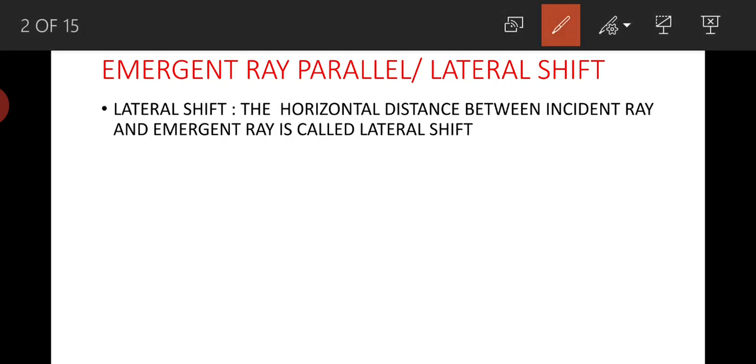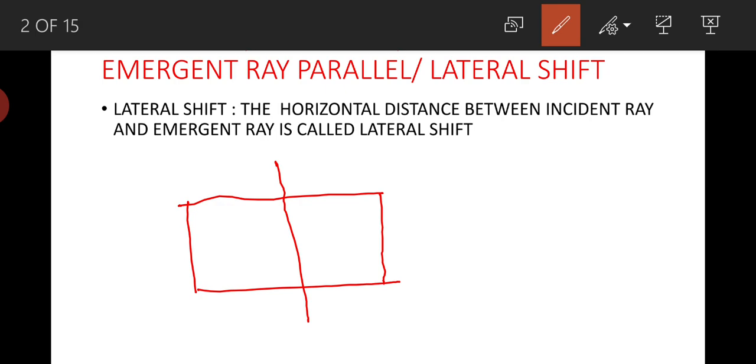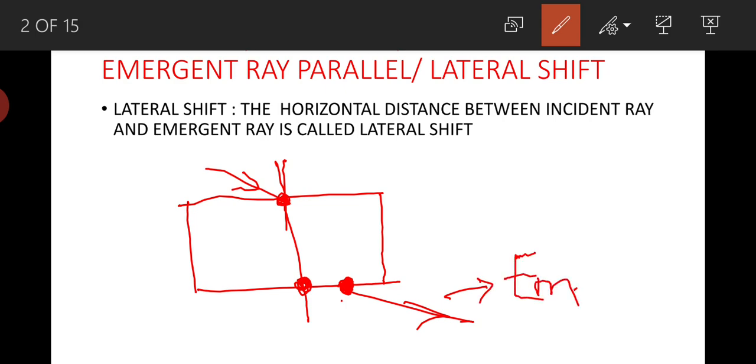Lateral shift is nothing but the horizontal distance between the incident ray and the emergent ray. If you take a glass slab, and some light ray is incident at an angle in this way, after refraction this light ray will come out at some other point from the glass slab. So at this point the light ray is incident and at this point the light ray is coming out. The light ray which is coming out of the glass slab is called the emergent ray, and this is called the incident ray.